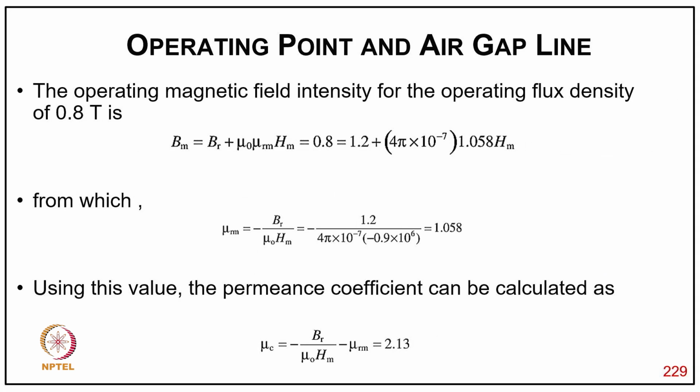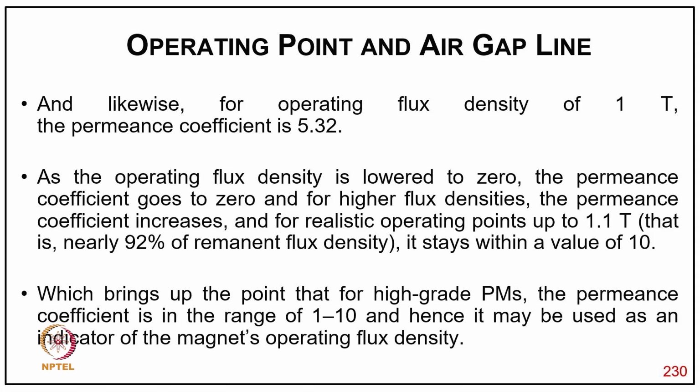The operating flux intensity for the operating flux density of 0.8 Tesla is given by Bm equal to Br plus mu 0 mu Rm Hm. Putting in the values, it comes to 1.24 equal to 1.045 Hm, with mu Rm coming to 1.058, and using this value the permeance coefficient can be calculated: mu c equal to 2.13. Likewise, for an operating flux density of 1 Tesla, the permeance coefficient is 5.32.